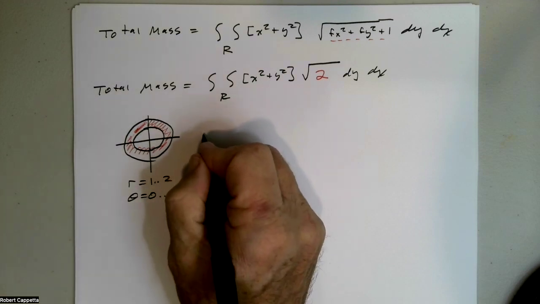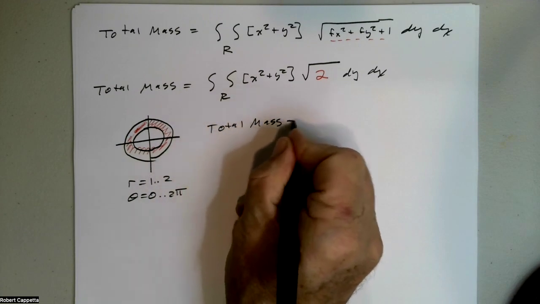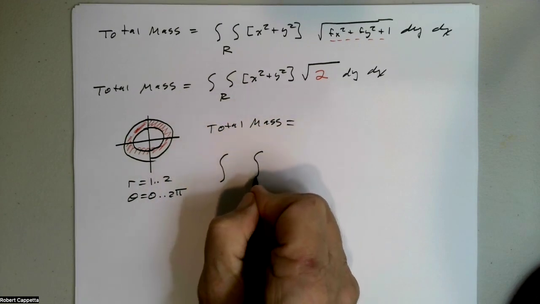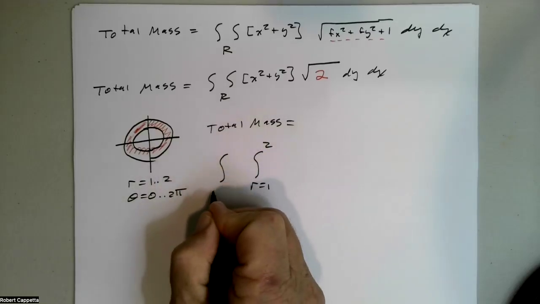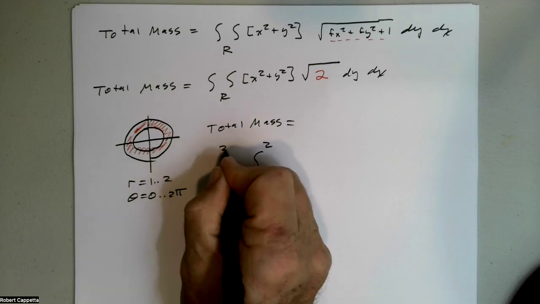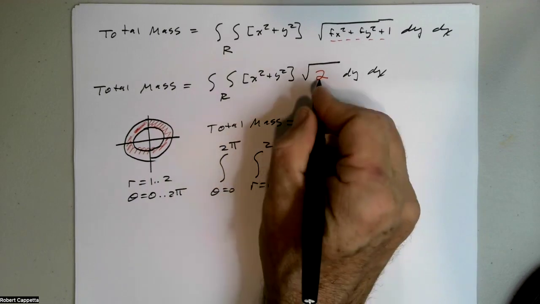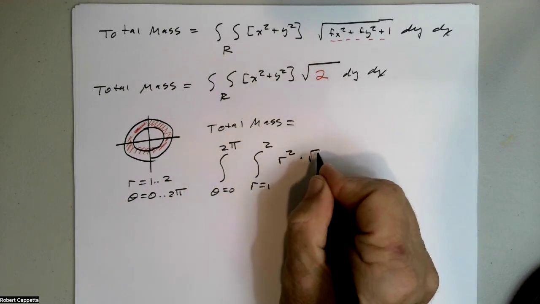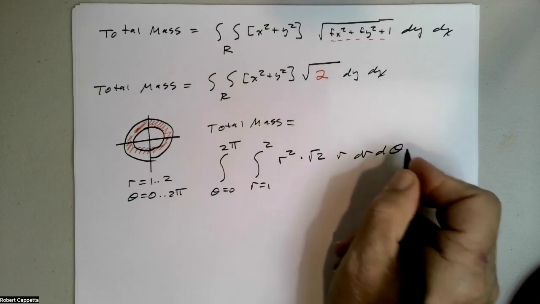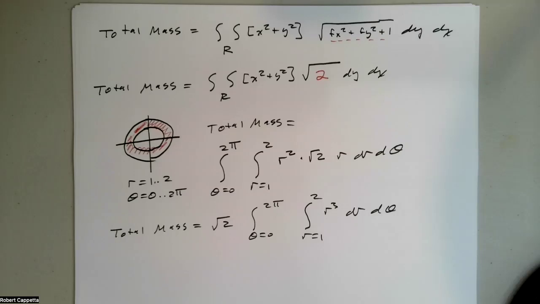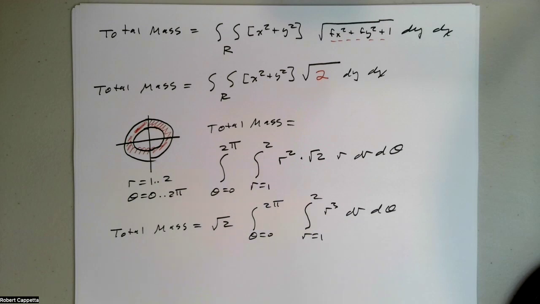So what does our total mass become? What's our integral going to be? We have r goes from 1 to 2, theta goes from 0 to 2 pi. x squared plus y squared is r squared. Then we have the square root of 2 here. And then dy dx, of course, is r dr d theta. Rewriting this, pulling the square root of 2 out and recognizing r squared times r is r cubed gets us here.